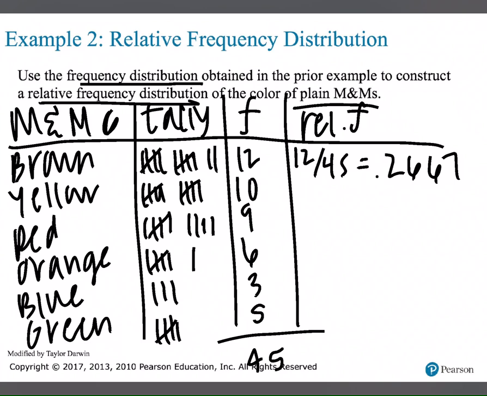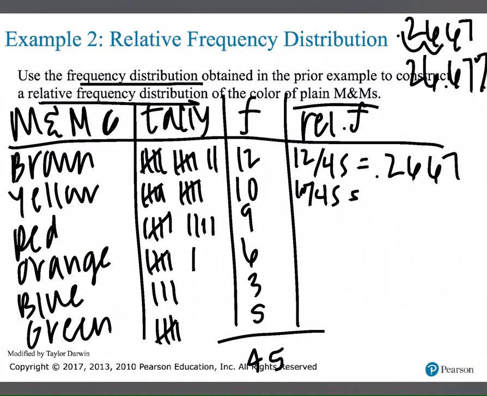If you want to represent that as a percentage, you just need to move that decimal. I'm going to do this up here just because I'm running out of room. 2 places to the right. That is the same as 26.67%. I'm going to represent all of these as decimals, though, just because I don't have the room. So yellow is 10 out of 45, which is 0.2222.